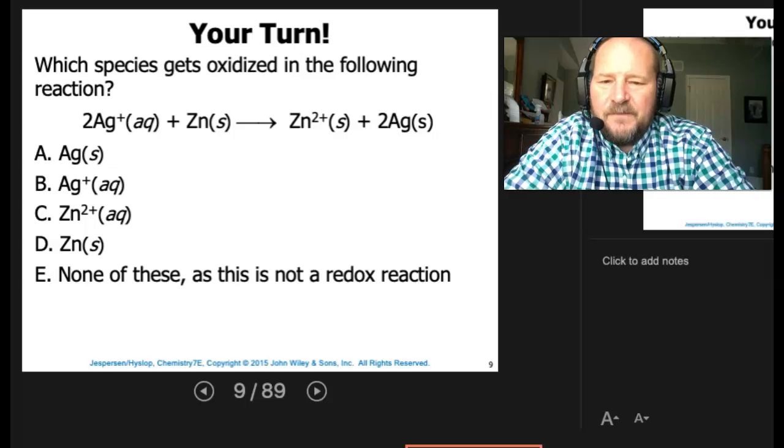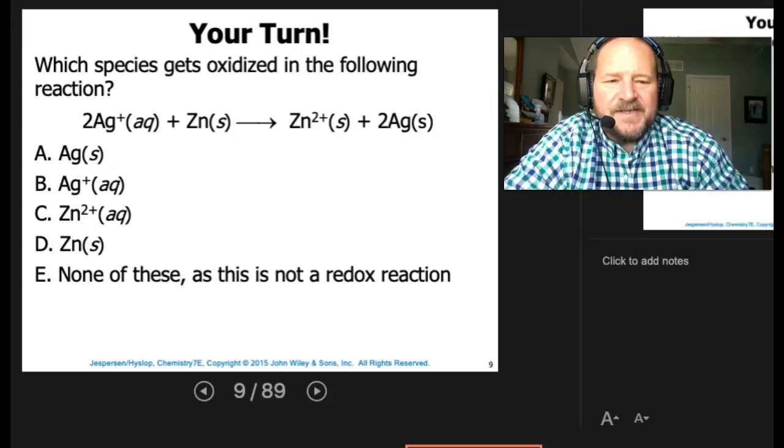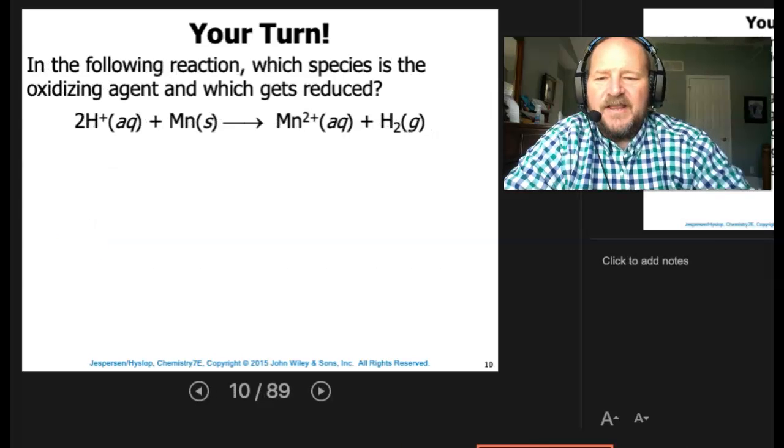So the silver is going to go from +1 to 0. That's reduction. And zinc is going from 0 to +2. That means that's going to be oxidized. All right, so hopefully you're getting these down.